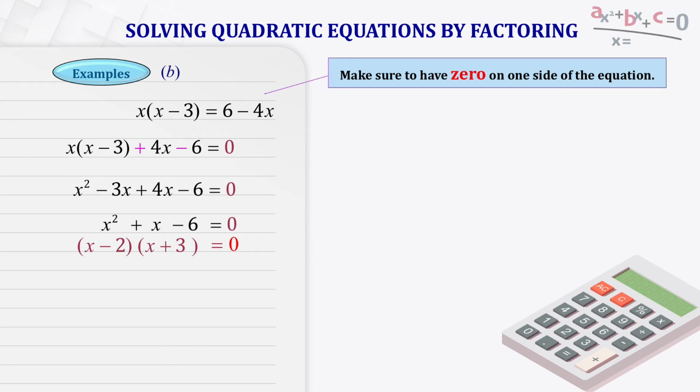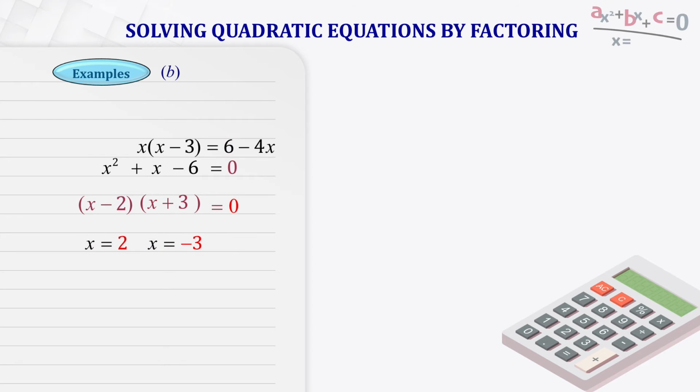Let's set each factor to be 0. From the left factor, we get x minus 2 equals 0, which gives us x equals 2. Solving the right factor by moving 3 to the right to get x equals minus 3. Now we have two solutions.